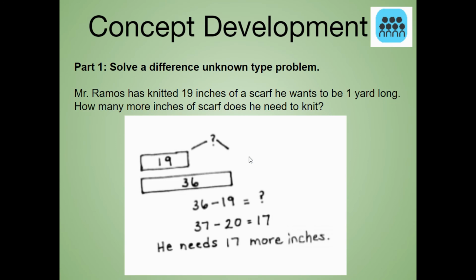All right, so I'm hoping this is what you got in your tape diagram. You got 36, so 36 minus 19. Then you had to take 37 minus 20, and you see how they added one more to make 37 and made that 19 a round number, so you can easily subtract using the next 10. So he needed 17 more inches.